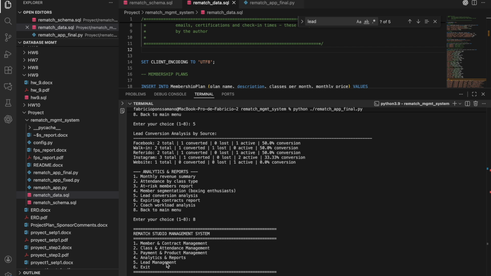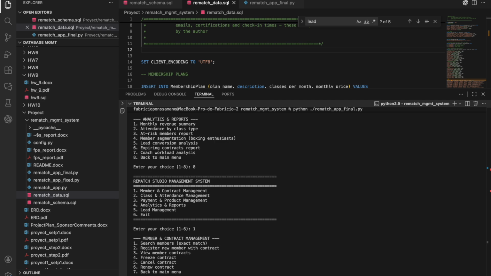And analytics and reports, that's more for high command employees that want to see how the business is doing. And the lead management is the part that I said about the new marketing program, that they want to see how that's going. For this, some of the main use cases are to register a new member and create an initial membership contract.